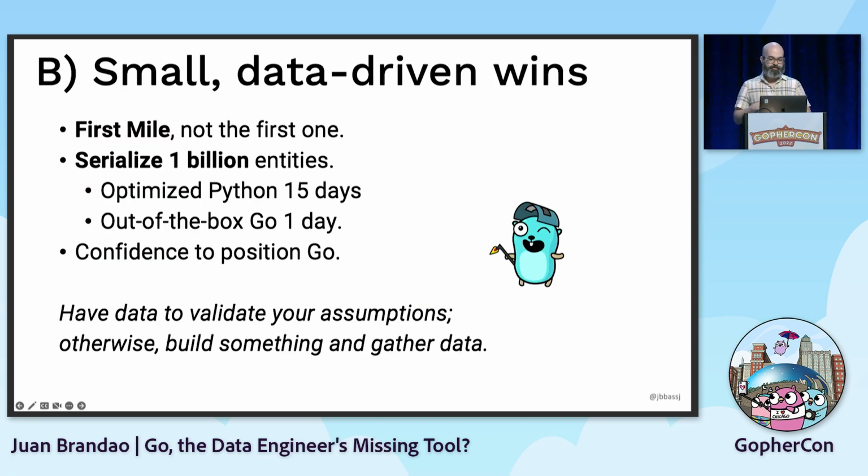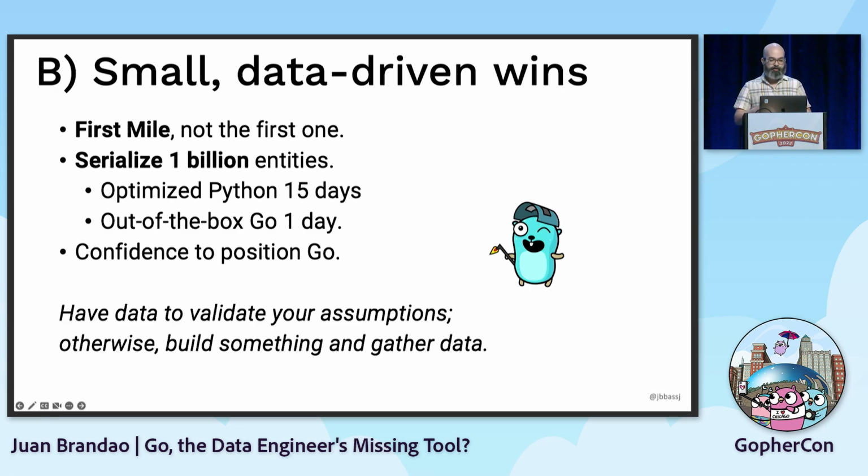On the second roadblock, making a case for Go. First, we started with small data-driven wins. The first mile data service was our first big project in Go, not the first one. We had a previous challenge to serialize and load a billion entities into a platform. With optimized Python, it would take 15 days. We did a proof of concept in Go, and out of the box, without concurrency, the same took 1 day.